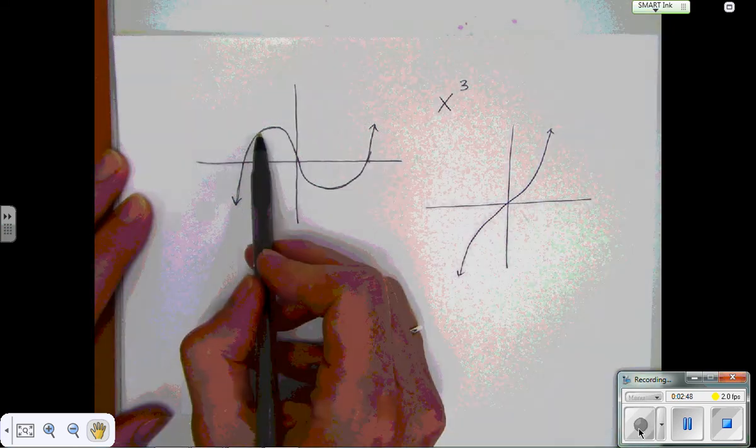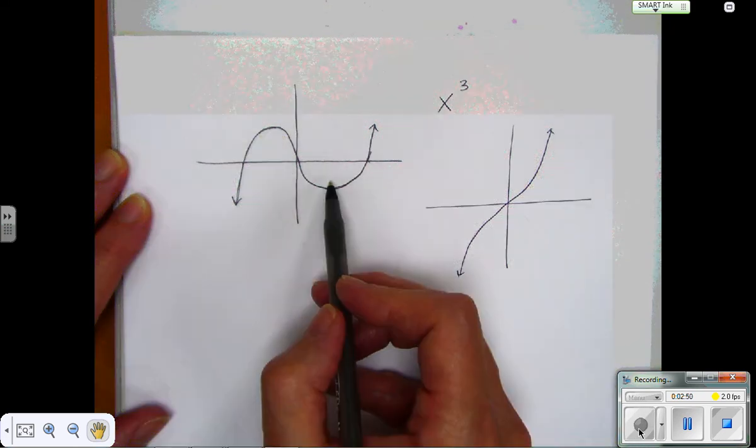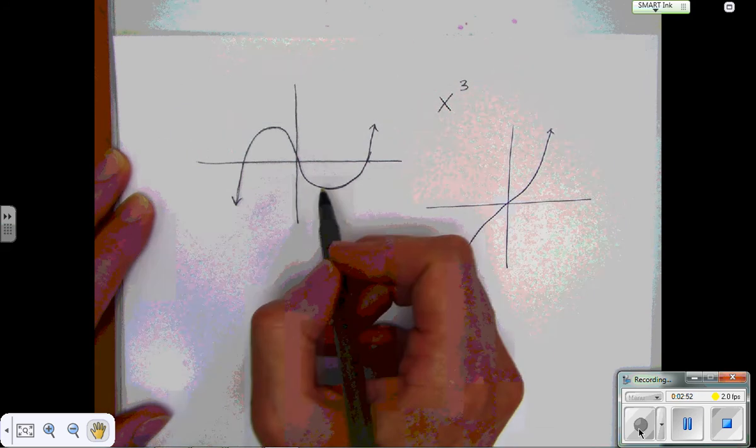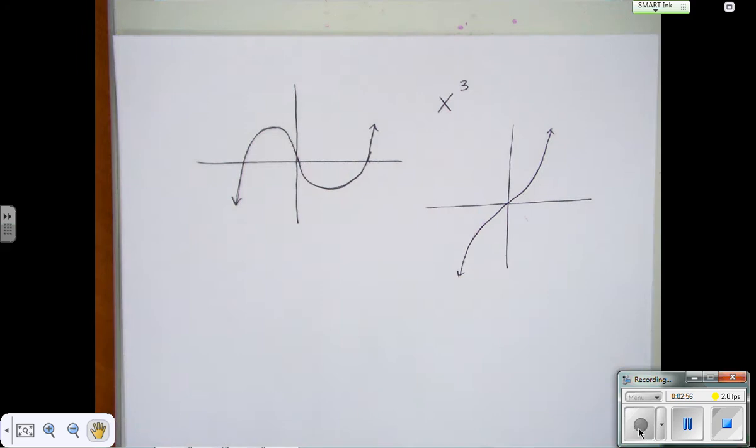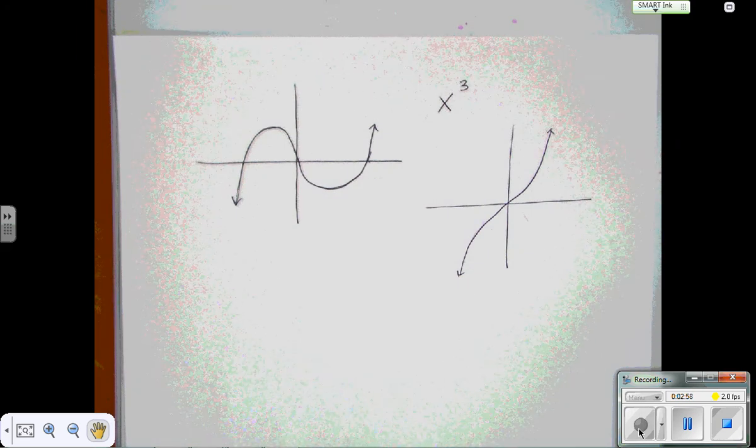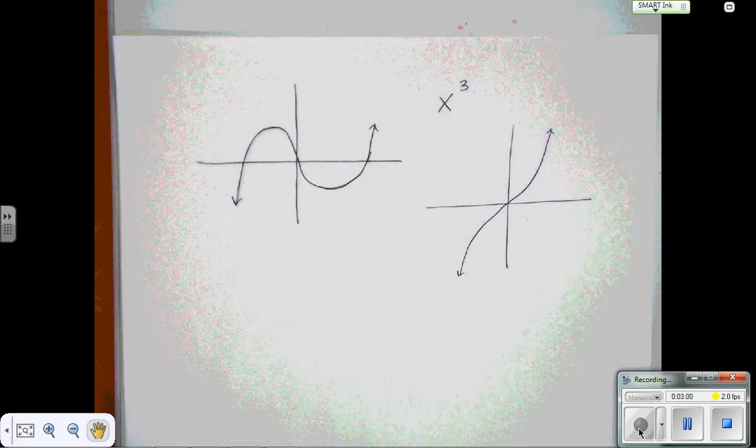This would be concave, and well, we'll get into that another time. I don't want to get into that right now. Okay, sorry about that. So let's go back to the notes.